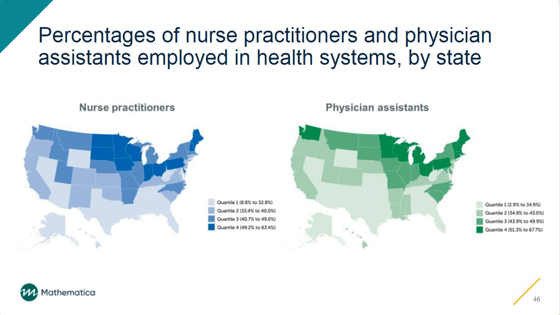Okay, so here we have two maps. These maps are looking at the percentage of NPs and PAs employed in health systems by state, where the darker color represents a greater share of NPs and PAs employed by systems, and the lighter color is obviously a lower percentage. And we find that there's really substantial variation by state, ranging from about 9% of NPs and 3% of PAs in systems in Alaska, to 63% of NPs and 68% of PAs in systems in Wisconsin. In general, we find that the percentages are highest in the upper Midwest and Northeast, which is consistent with the general pattern observed for consolidation of physicians in hospitals and systems.